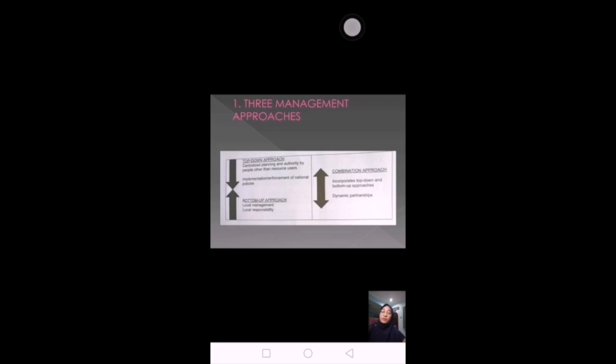Second is the bottom-up approach. People who are directly affected by resource use make the major decisions regarding the resource use. For example, a community-based system in which fisherpeople vote to decide on rules and regulations of fisheries. Next is the combination approach, a mixed approach in which the top people consult frequently with the bottom people and frequently use their input and opinion in shaping decisions.